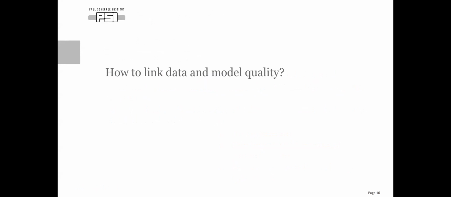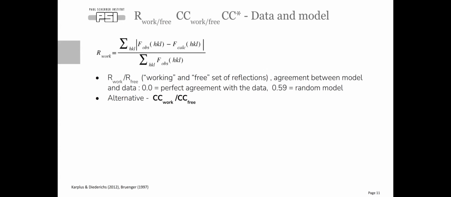So the question now is, if we have all these data quality indicators, how do we actually relate this to our model quality? The most famous model quality indicators are R work and R free. I think everybody knows this. There's an alternative to that, which is called CC work and CC free, which is basically the same, just calculated with the correlation coefficient.